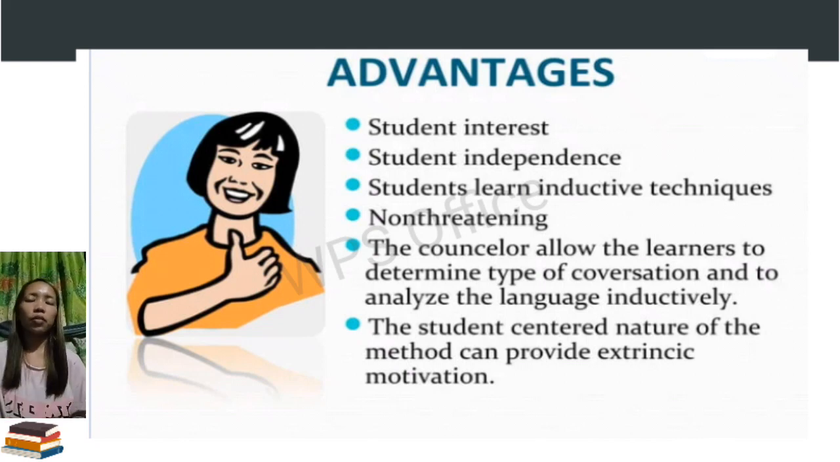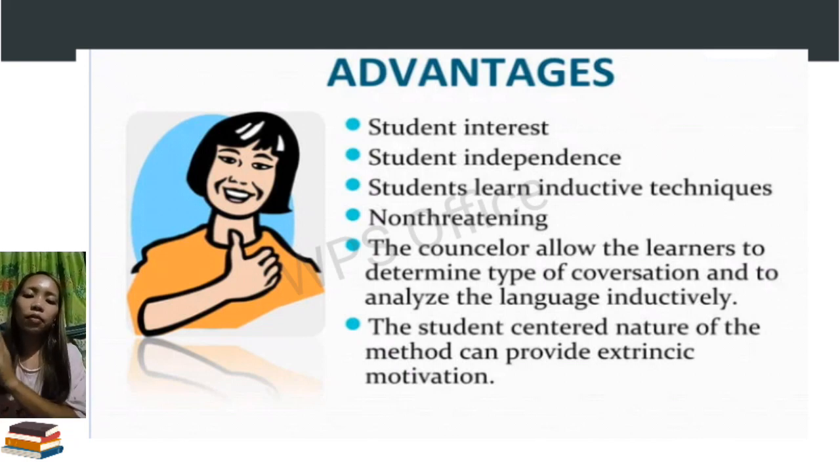There are two types of motivation, the intrinsic and the extrinsic motivation. Intrinsic motivation is the motivation that comes from within, from yourself, to learn that target language. Extrinsic motivation comes from your environment; you are motivated because of the other students, because of the teacher. So it can provide extrinsic motivation. These are the advantages of the community language learning method.